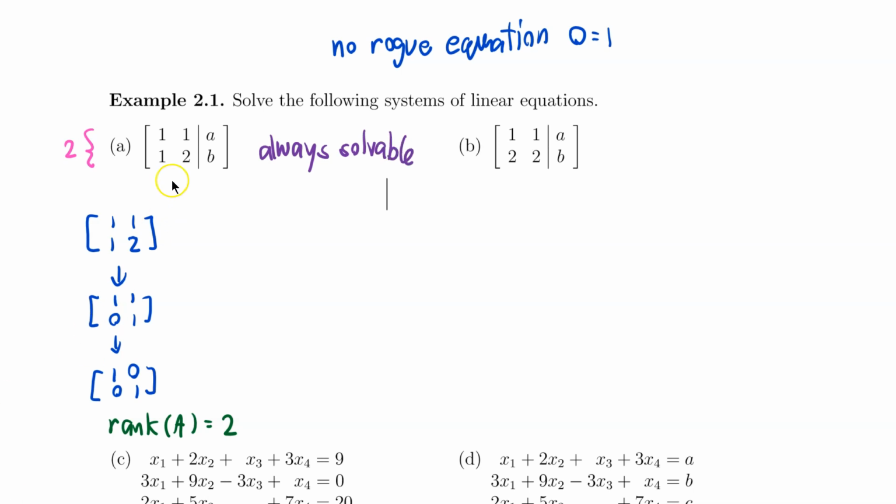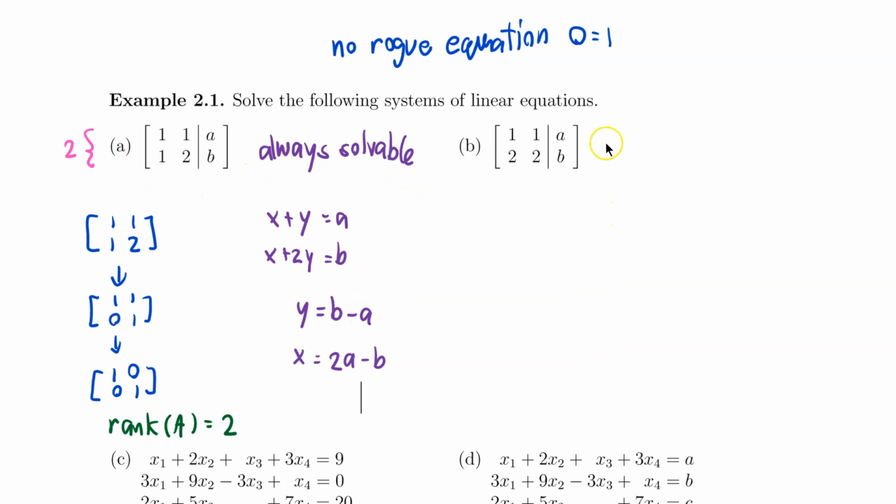In other words, if I were to write down the equations for this, I'm going to have x plus y equal to a, and then x plus 2y equal to b. Even though I don't know what the values of a and b are, I can just subtract the top equation from the bottom one. So y is going to equal b minus a. I can substitute y into the first equation, and that will give me the value of x, which is just 2a minus b. So whatever the values of a and b are, I can always solve for x and y. So this one is always solvable.